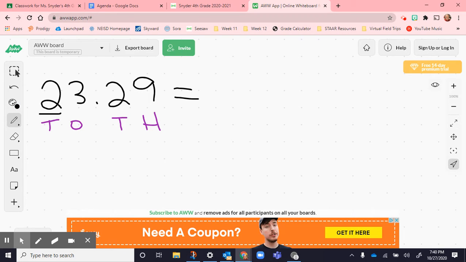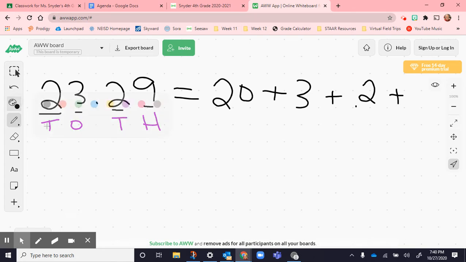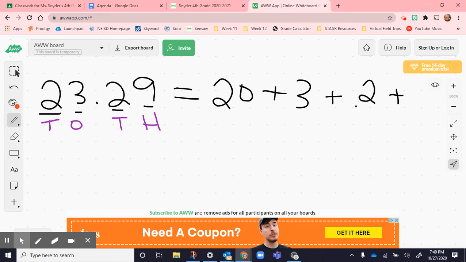All right, I'm going to start here with my 2. The 2 is in the tens place, so that's 20, plus the 3 is in the ones place, so plus 3. The 2 is in the tenths place, so I can write it as a decimal, plus the 9 is in the hundredths place. Now, if you look here, here's my decimal point. One spot over is the tenths, two spots over is the hundredths.